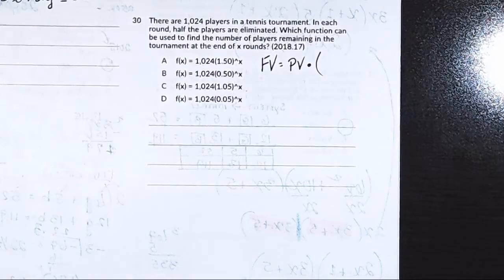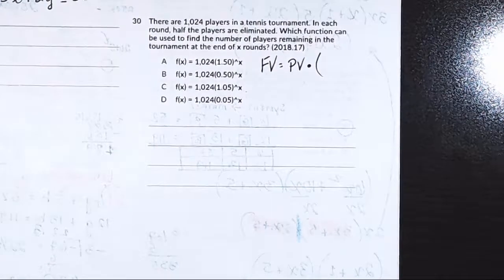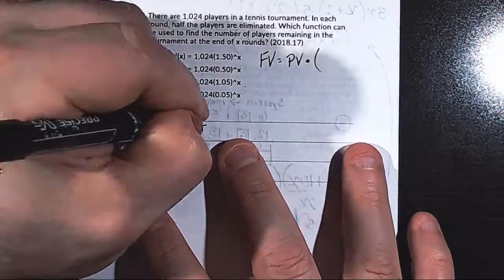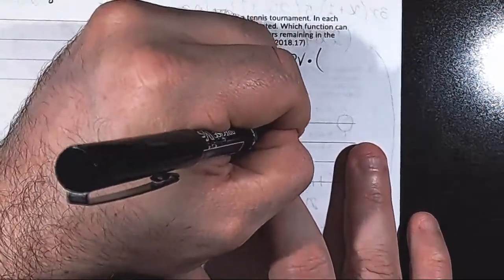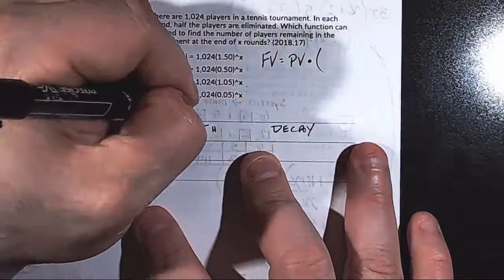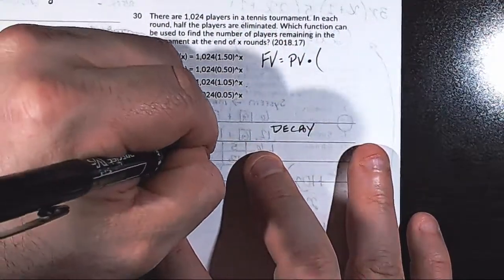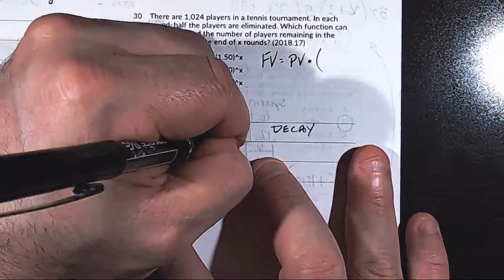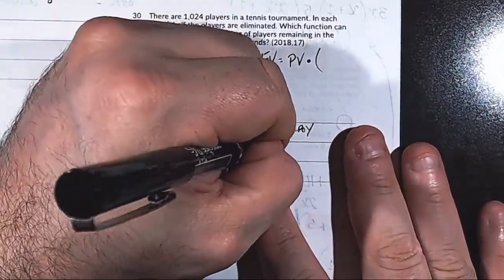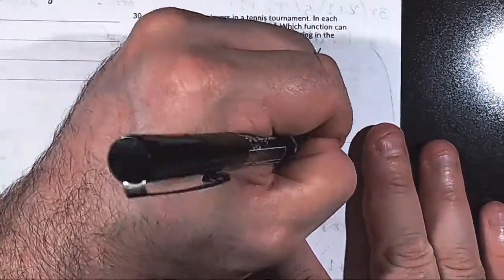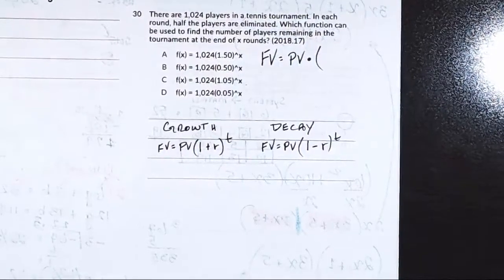Is this an exponential growth problem or an exponential decay problem? Well, here's the difference. So this is growth, and this is decay. We'll put both of them down. Growth would be future value equals present value times 1 plus r raised to the t. And decay is future value equals present value times 1 minus r raised to the t. So which one is it?